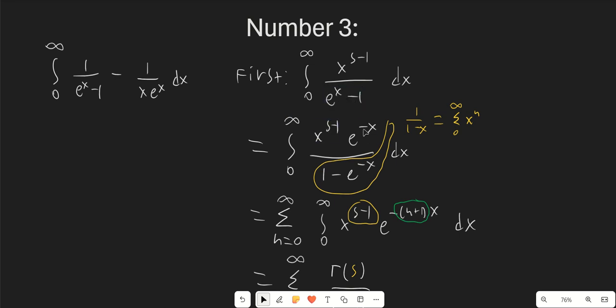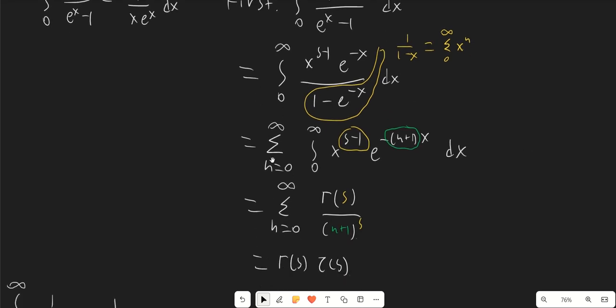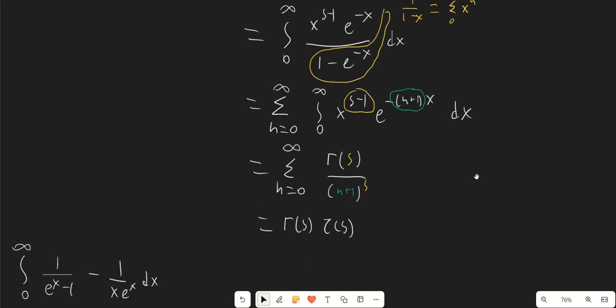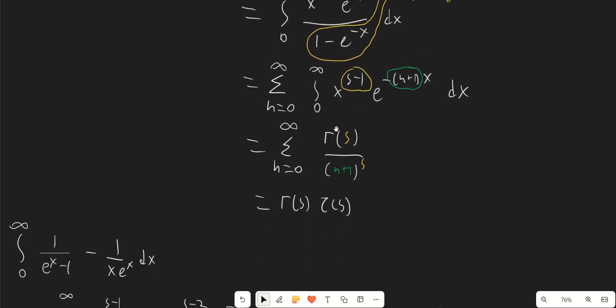We multiply by e to the negative x on the top and bottom, and apply the power series for 1 over 1 minus x. So we end up with the sum from n equals 0 to infinity of the integral from 0 to infinity of x to the s minus 1 times e to the negative n plus 1 times x, sorry. And this gives us the sum from n equals 0 to infinity of gamma of s over n plus 1 to the s, which is the same as gamma of s times zeta of s.